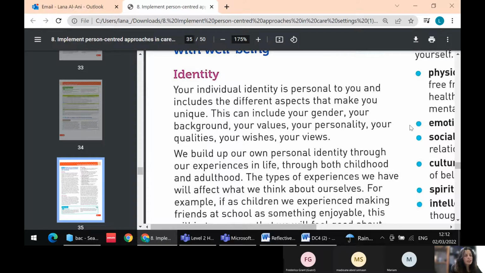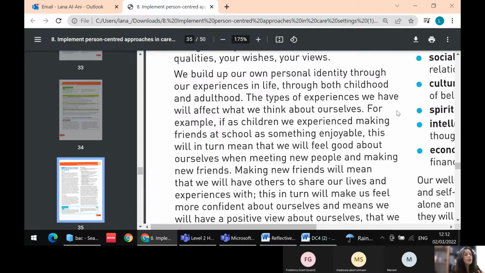So the individual's identity is personal to that person, including the different aspects that make them unique. Maybe their gender, maybe their background, their values, their history, their wishes, their previous jobs. All this makes their identity. We build up our own personal identity through our experience in life, from childhood to adulthood. So our experience affects directly how we feel about ourselves.